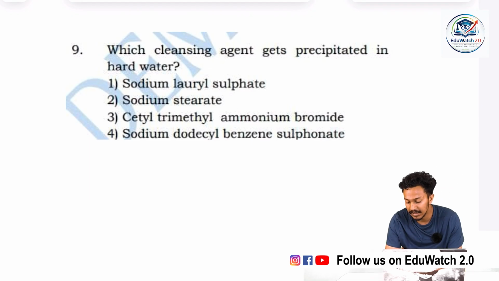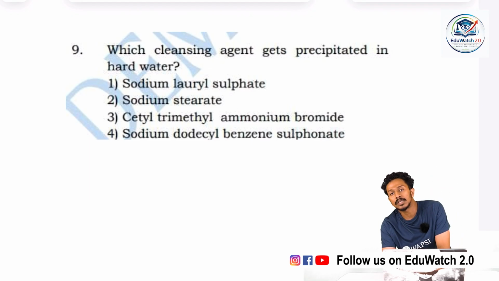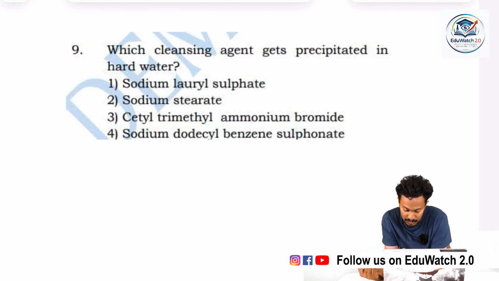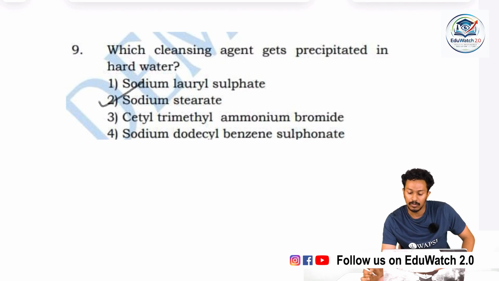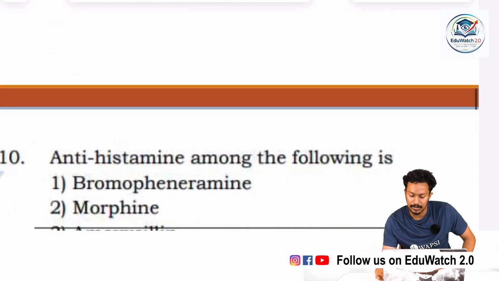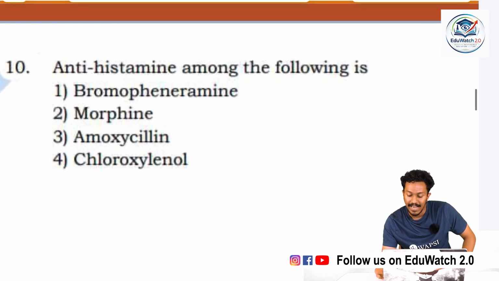Which cleansing agent gets precipitated in hard water? You all do know that soaps contain sodium stearate. So the correct option would be sodium stearate. This is the correct option for question number 9. Such an easy question, we could move on to the next one.